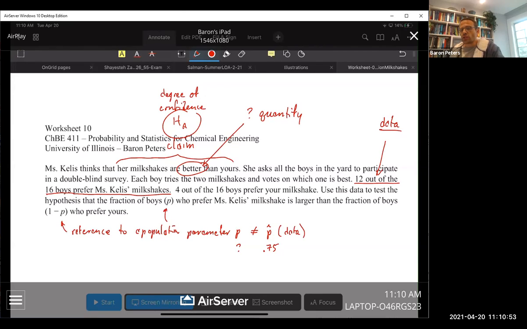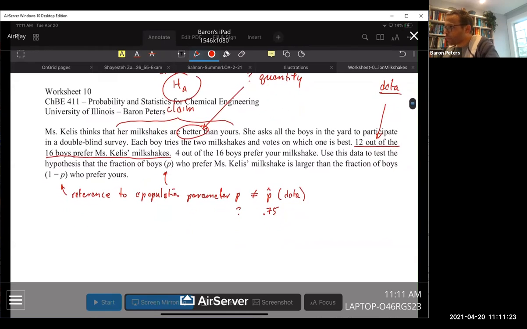The only thing we can really do is suppose that Miss Keyless is wrong. That would mean that P is no better than 0.5. So we assume the best case scenario for her opponent's argument. And now suddenly we have the ability to use statistics to analyze these data. Let's see how this works.